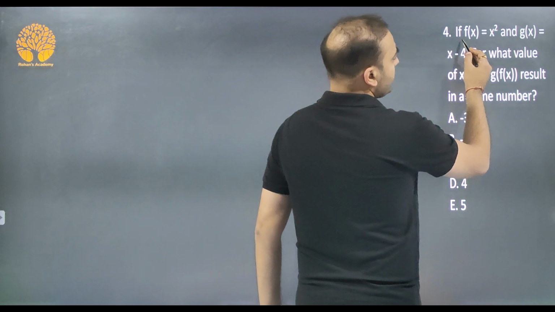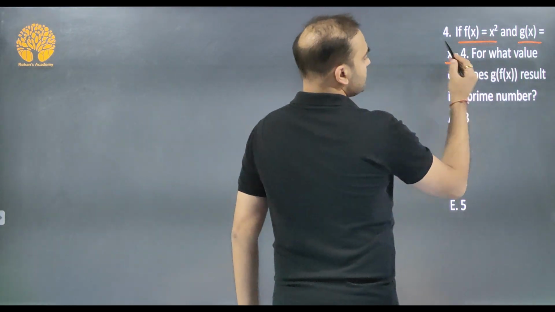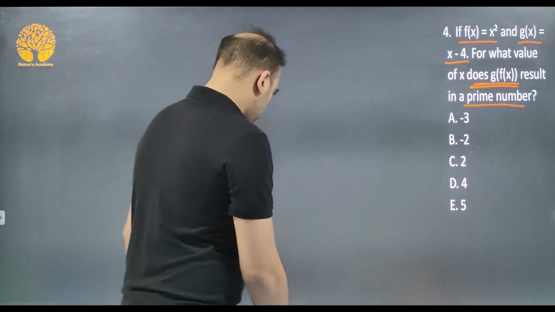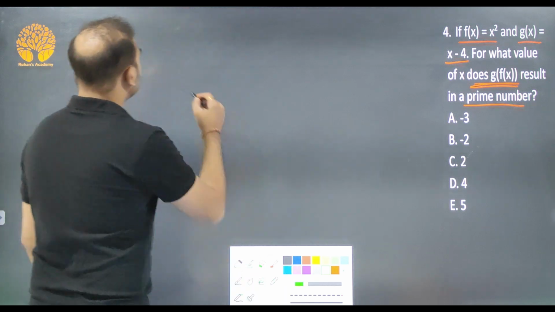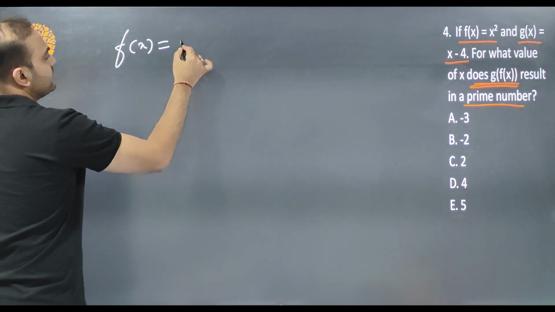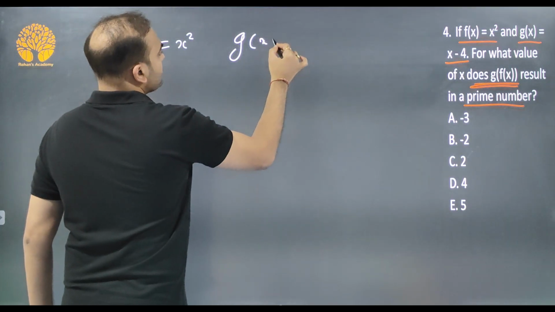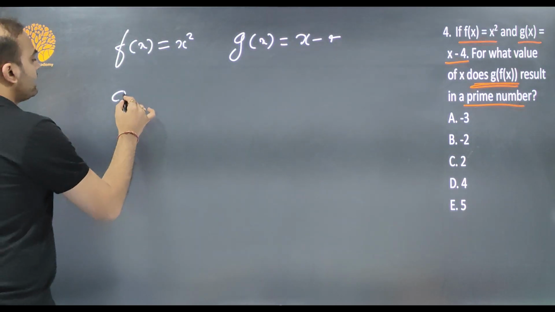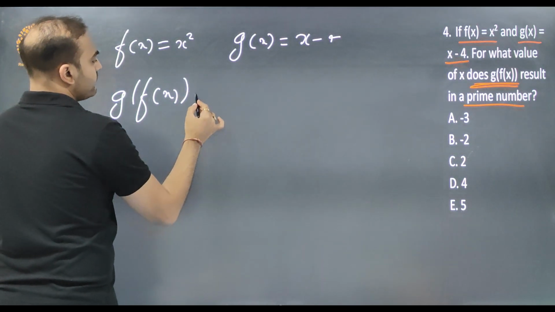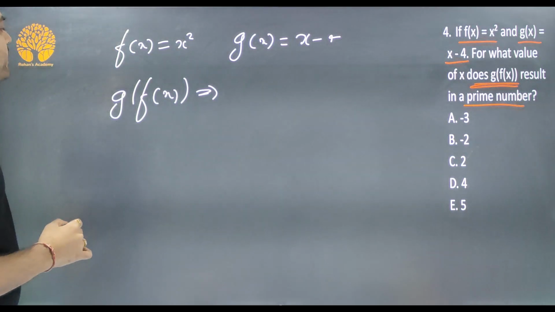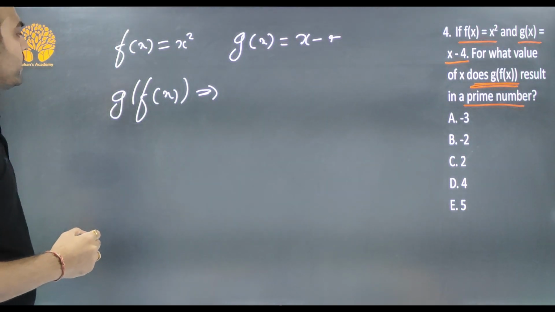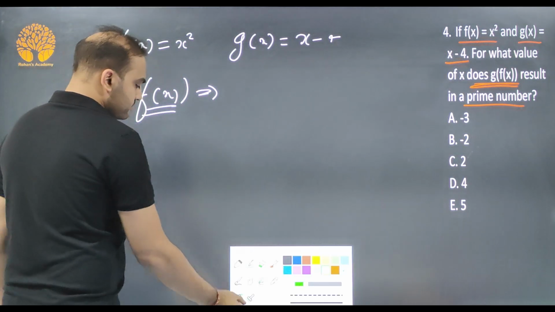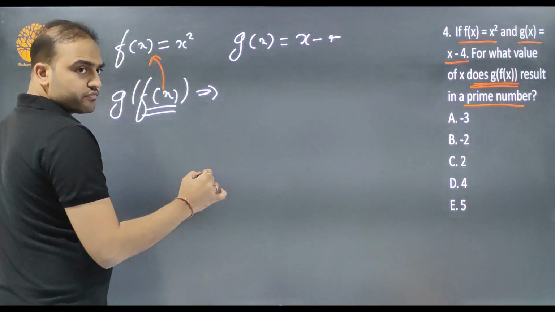Again, a simple question. We have f of x as x square, g of x as x minus 4, and g of f of x results in a prime number. Okay, so what are the functions? f of x is x square, g of x is x minus 4, right? We need to find g of f of x, right? So what do we do? Again we go inside out. What is f of x?